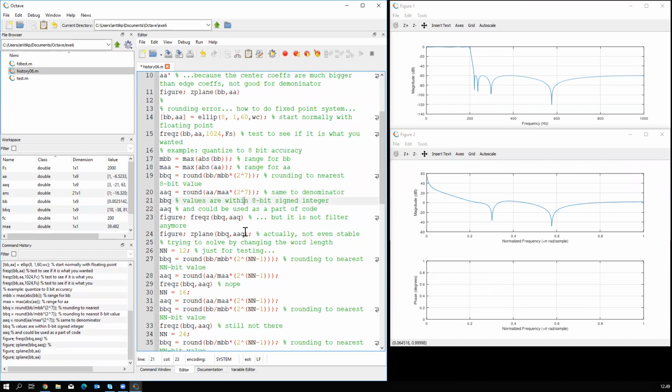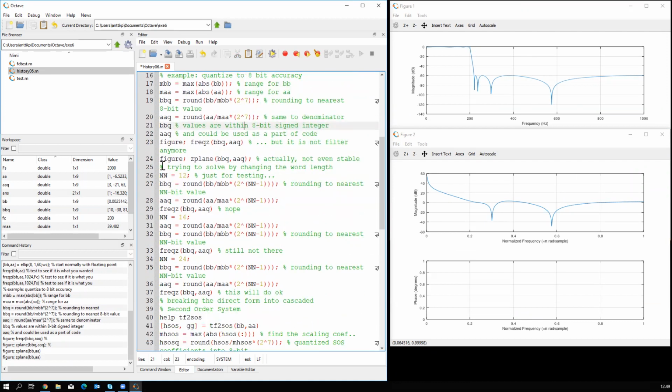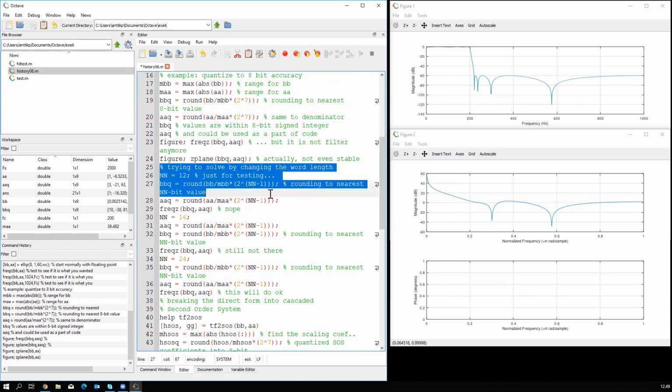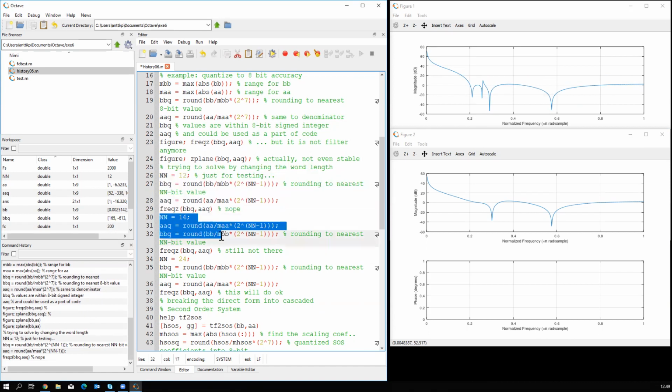And one way is to basically go and try to solve it by changing the word length. 12 bit, for example, and see what happens. Oh, oops. Okay, went to the first figure. It changed, but didn't change enough. So I would guess it's still unstable.